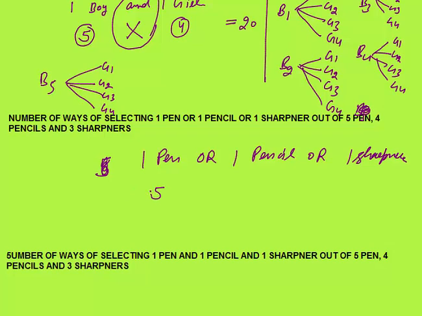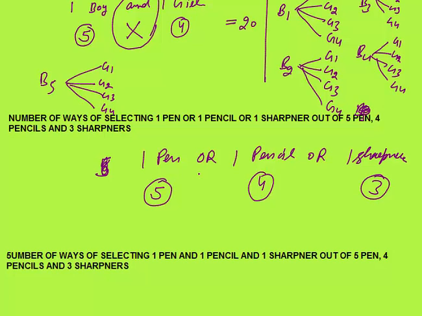One pen can be selected in 5 ways. You can select any one of the 5 pens. One pencil can be selected in 4 ways. One sharpener can be selected in 3 ways. But we need to select only one product out of 12, because one pen or one pencil or one sharpener is there. We don't need to select 3 products or 2 products. We need to select exactly one product. That one product could be pencil or sharpener or pen.